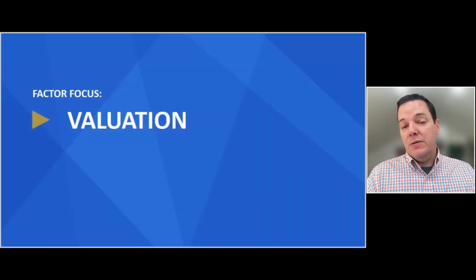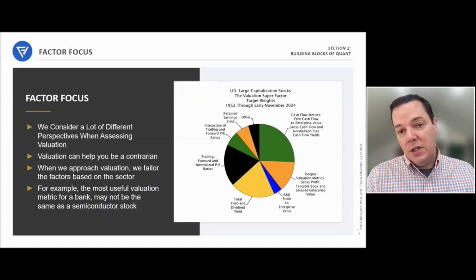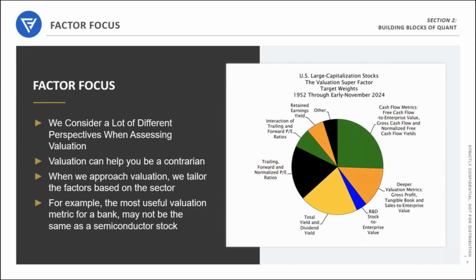So the first section is going to focus on valuation metrics. You can see the pie chart on the right here, the factors that we ultimately utilize when it comes to judging a company's valuation. And we do consider a lot of different perspectives when it comes to assessing valuation. This is going to have more of a contrarian feel when it comes to your model's construction, right? If you're buying a stock that's cheap, ultimately it's probably a little out of favor. That's what made it become cheap in the first place.